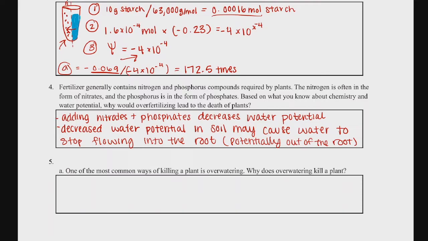Number 5. One of the most common ways of killing a plant is overwatering. Why does overwatering kill a plant? So roots, like most other living tissues, require oxygen for cellular respiration. And overwatering may fill in those air spaces in the soil where root tissue can't access oxygen and then can't survive because they don't have access.